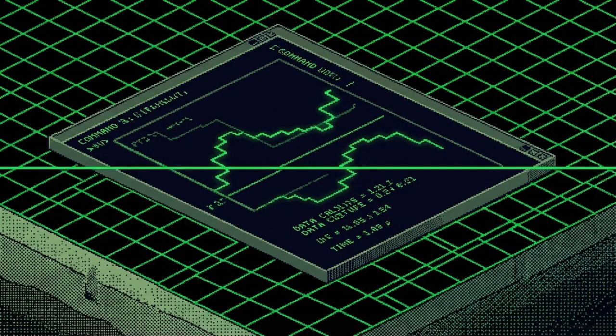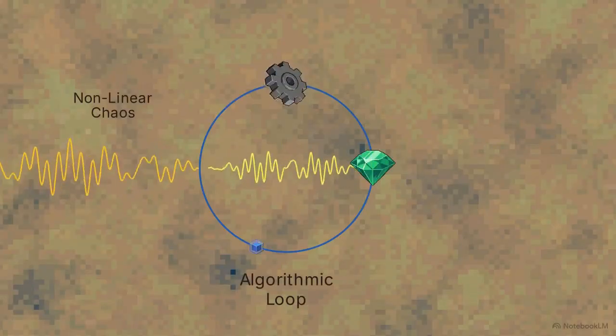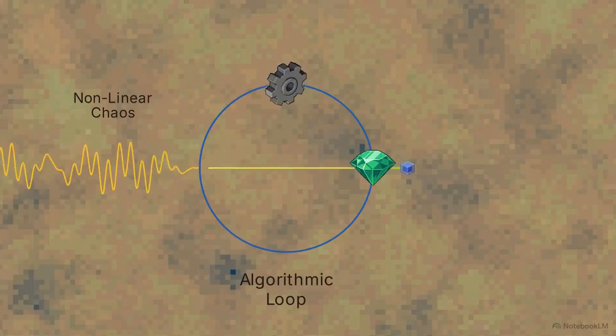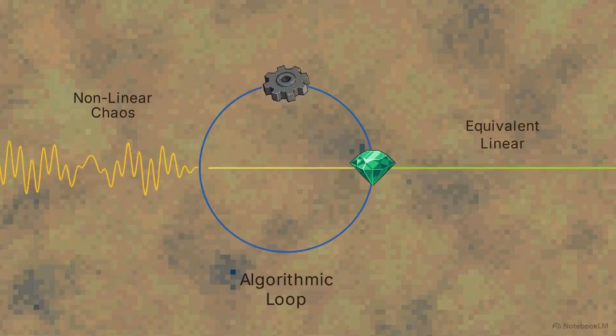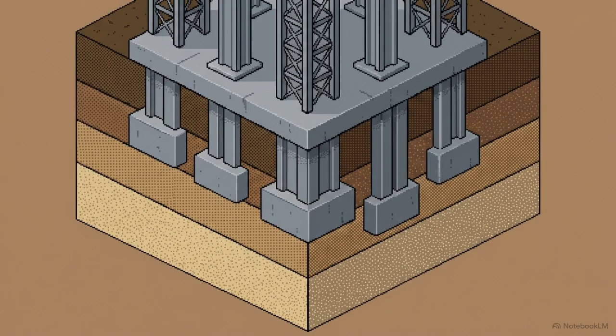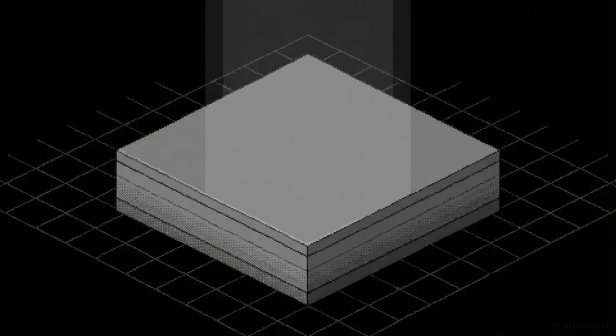To bypass this computational wall, engineers utilize a specialized software called Shake. Rather than attempting to track the chaos in real time, Shake employs an algorithmic loop to find a simplified, workable solution. The strategy requires a trade-off. By moving away from millisecond by millisecond tracking, engineers can build a stable, calculable approximation of how the ground will actually behave. The process begins with a baseline guess.